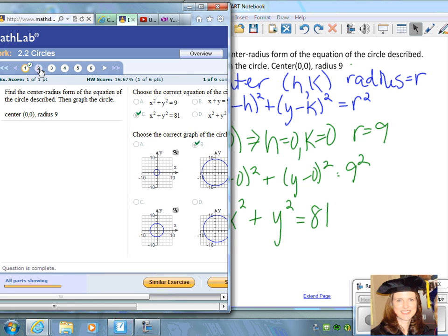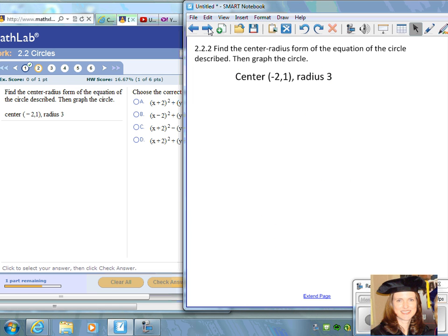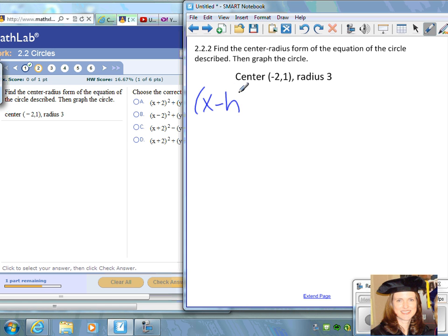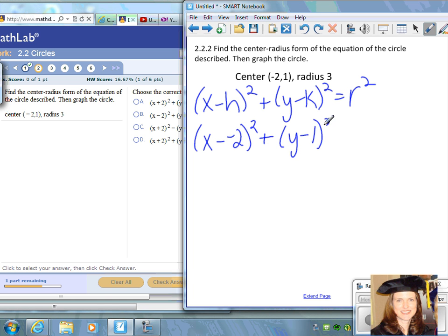Moving on to number 2. A similar problem. We're asked to find the center radius form of the equation of the circle and then graph the circle. In this case, our center is at -2, 1, and the radius is 3. And the standard form for the equation of a circle, center radius form, is x minus h squared plus y minus k quantity squared is equal to the radius squared. We're going to plug in -2 for h, and we're going to plug in 1 for k, and we're going to plug in 3 for r.